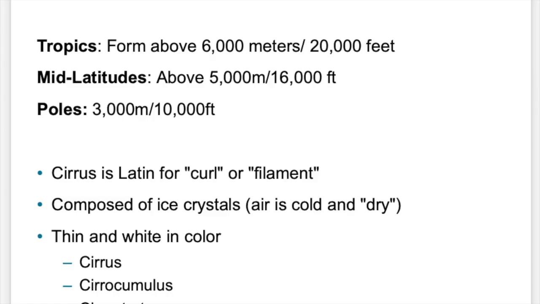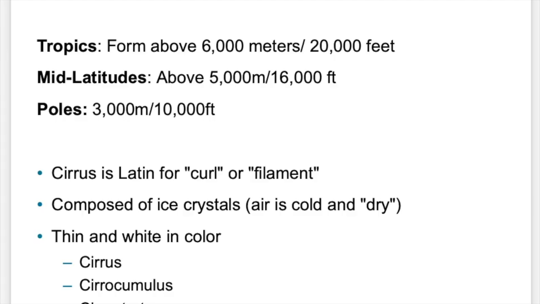But let's go first, let's review the high clouds. Depending on the region, the latitudes, so the tropics, which are usually found between the latitudes of 0 degrees, the equator, to 30 degrees north or south, we see these clouds form above 6,000 meters, whereas in the mid-latitudes this forms above 5,000 meters, and then at the poles it's lower at 3,000 meters.